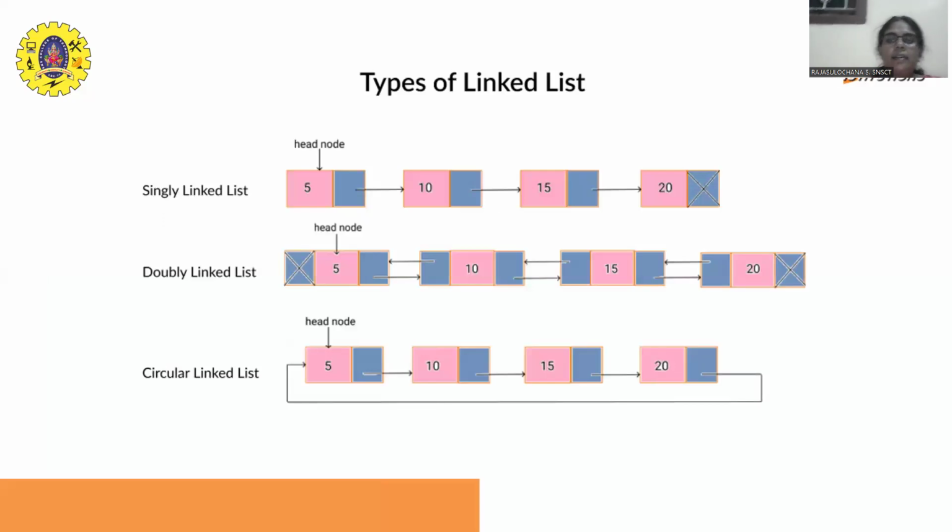So a linked list has three types. One is the singly linked list, the other one is the doubly linked list, and the third one is the circular linked list. A singly linked list has one data field and one pointer or address field. A doubly linked list has one data field and two address or pointer fields. And a circular linked list is a singly linked list where the first node and last node are linked together.